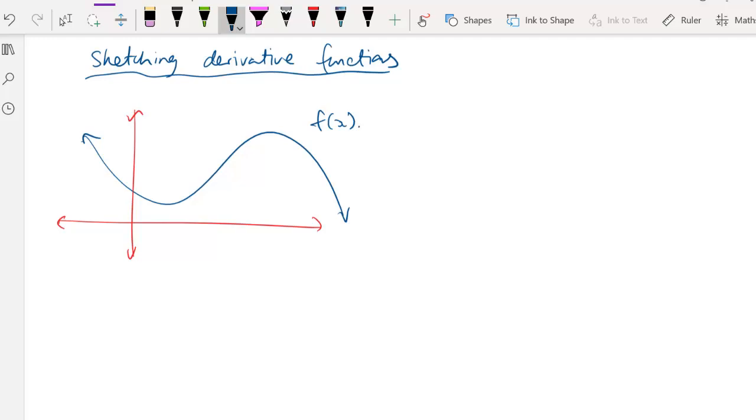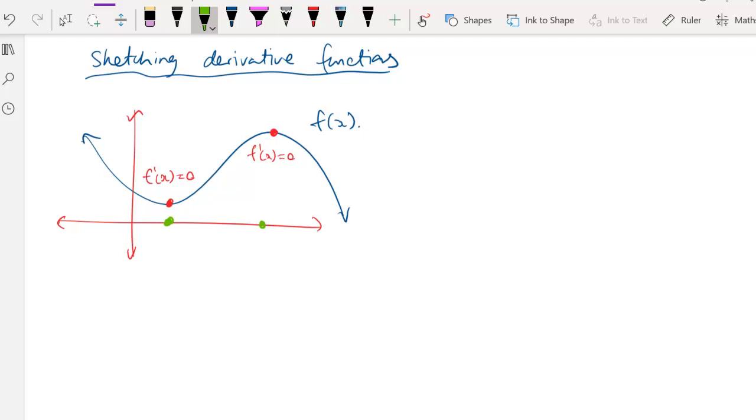Now the important thing that we want to do at the start here is recognize where our stationary points are, because what does that tell us? That tells us that the derivative is equal to 0 here, and the derivative is equal to 0 here. So that means if we're drawing the derivative function, and let's draw that in green, then these 2 points are zeros in the derivative function.